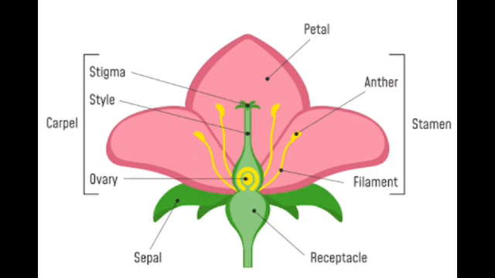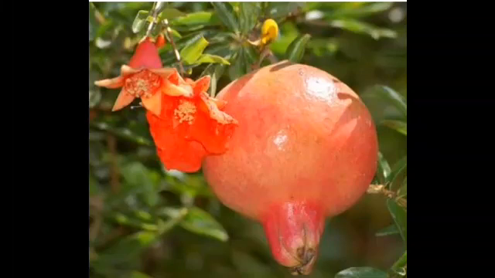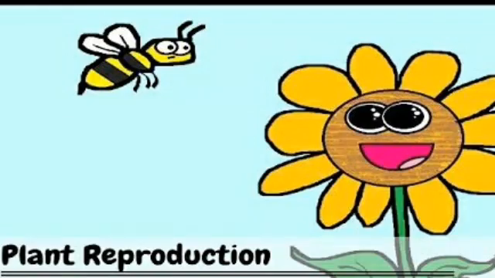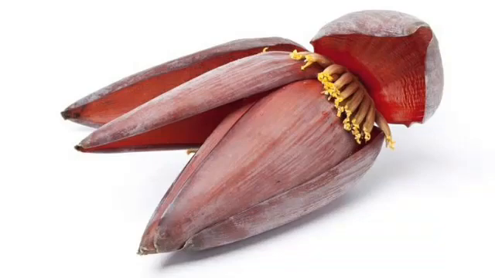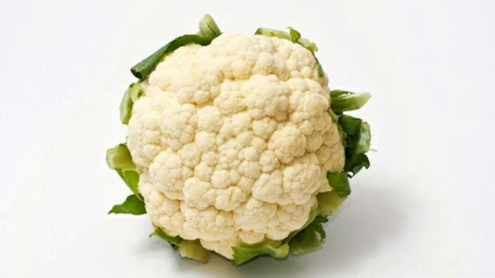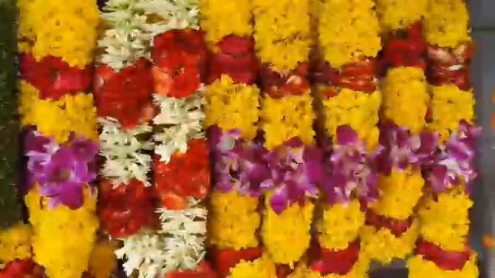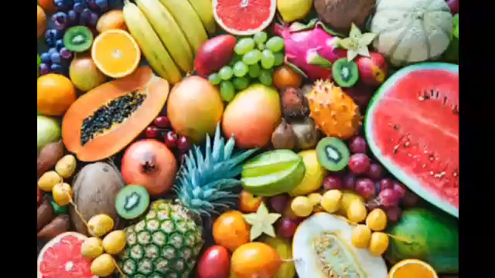Now, functions of the flower. Flower develops into fruit. Flowers help the plant to reproduce. Some flowers are edible. Example, banana flower and cauliflower. Some flowers are used to make garland.